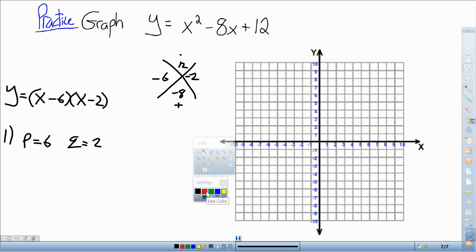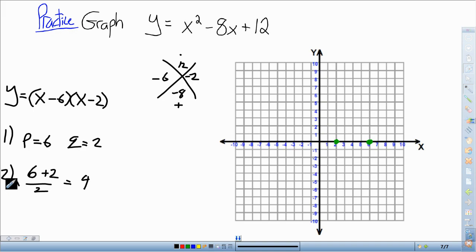Let's go ahead and plot them. Looks like positive 2 and positive 6. Looking at these, right in the middle, it looks like my axis of symmetry is going to be a positive 4. But just to make sure, let's plug them in this time because I don't want you to always just eyeball it. Using my little formula, p plus q divided by 2, 8 divided by 2 gives me a 4. Sorry, I'm getting a little sloppy here. But it looks like x equals 4. So there's my axis of symmetry going through a positive 4.